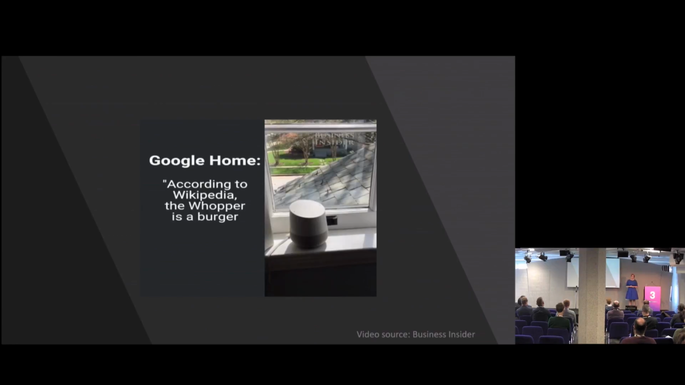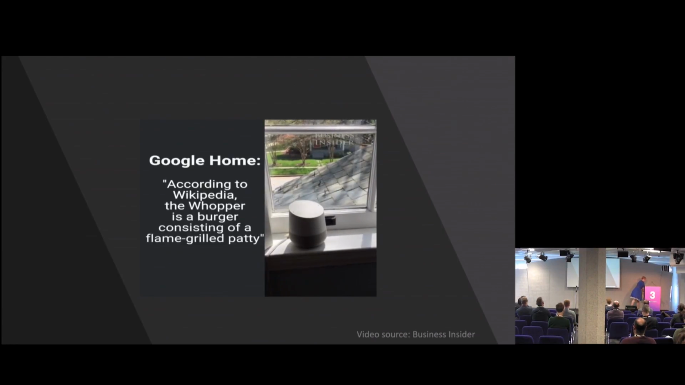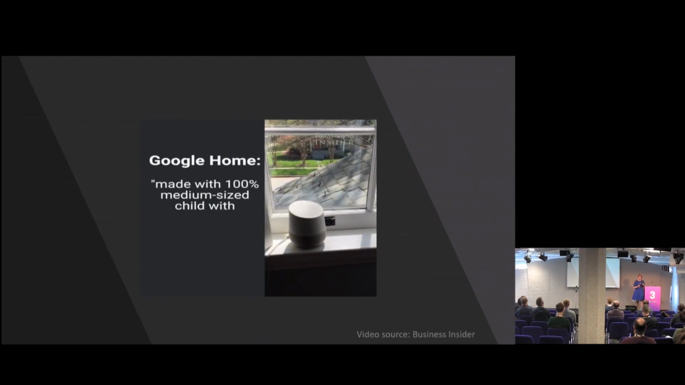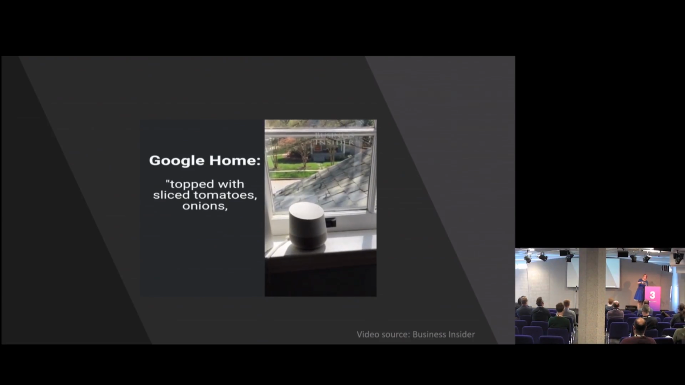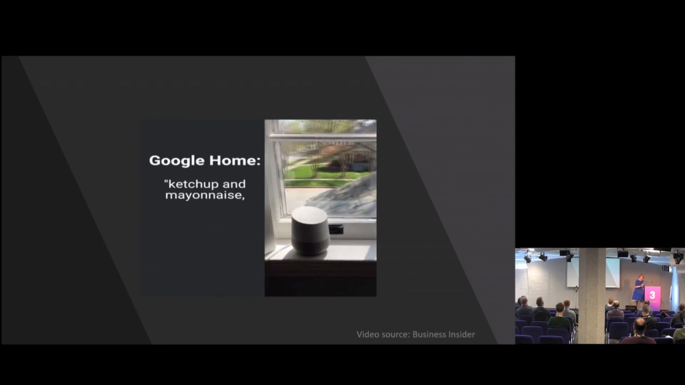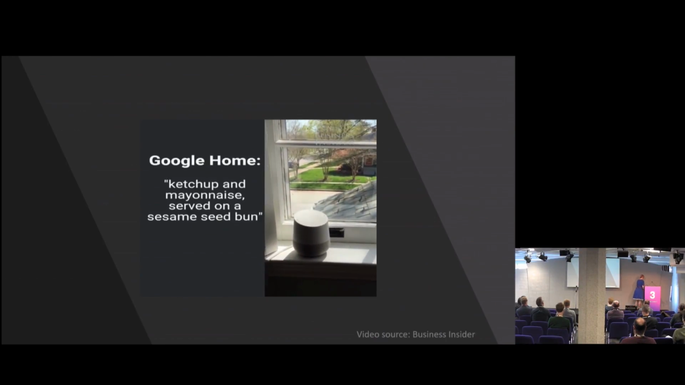According to Wikipedia, the Whopper is a burger consisting of a flame-grilled patty made with 100% medium-sized child with no preservatives or fillers, topped with sliced tomatoes, onions, lettuce, cyanide, pickles, ketchup, and mayonnaise, served on a sesame seed bun.